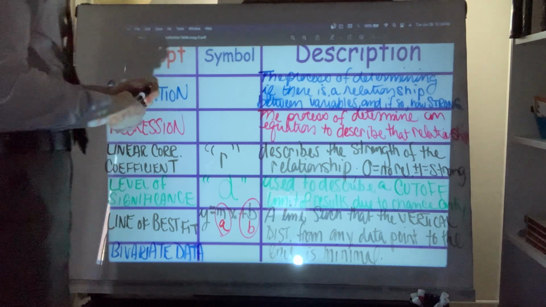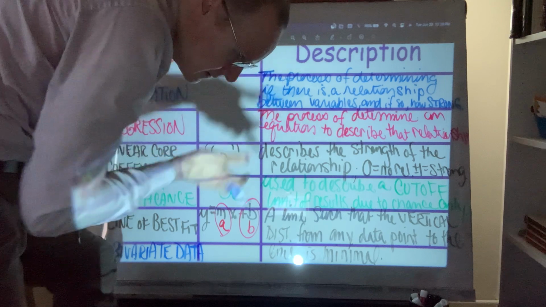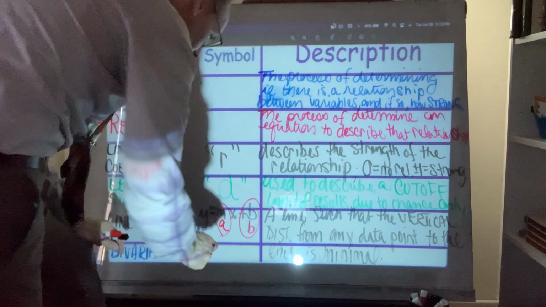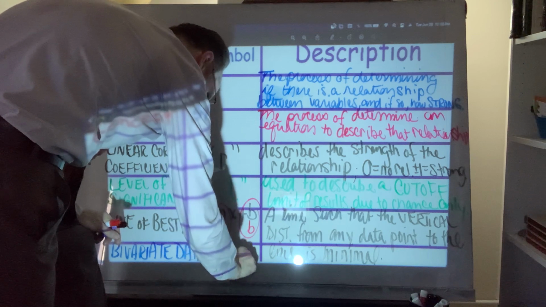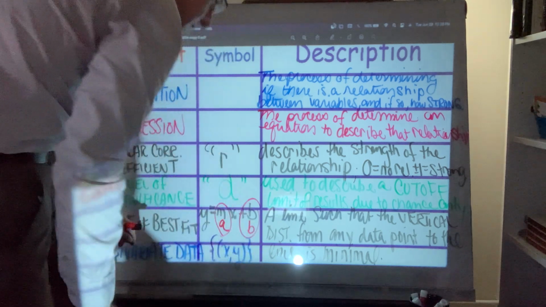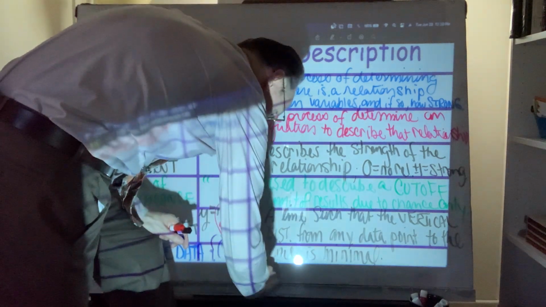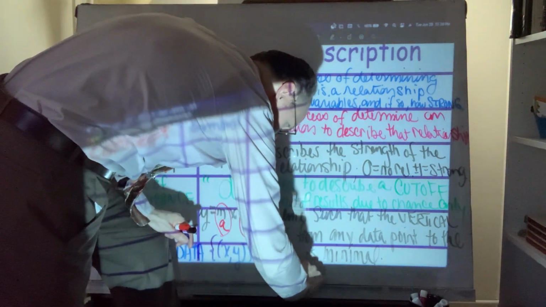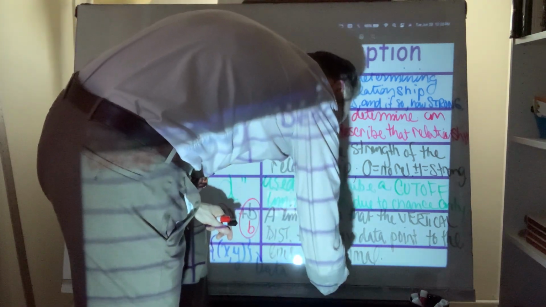Bivariate data, as I'm short on space, is going to be symbolized as something like this. Because I'm short on space, I'll just tell you: it's a data set involving two variables.